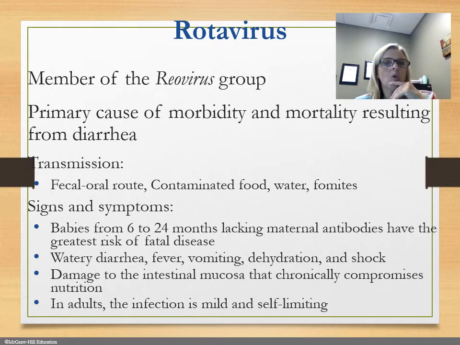There is a new oral live vaccine that's available since about 2006. For adults, this is going to be a more mild disease, self-limiting, and again, you'll see the typical symptoms for children and adults: vomiting and diarrhea. Children you will generally see the fever, dehydration, and if not careful, shock.